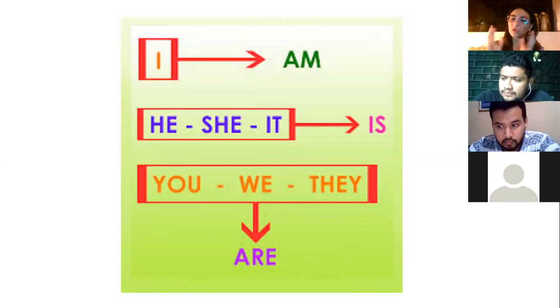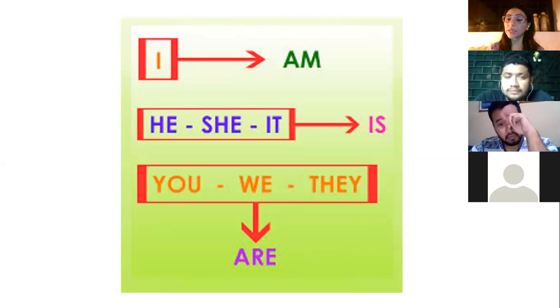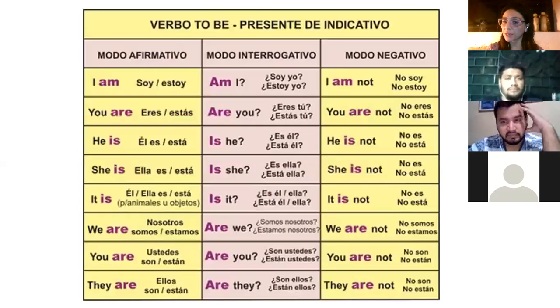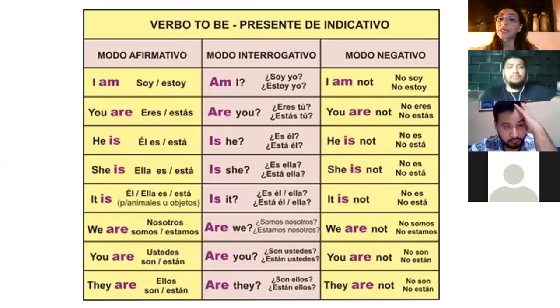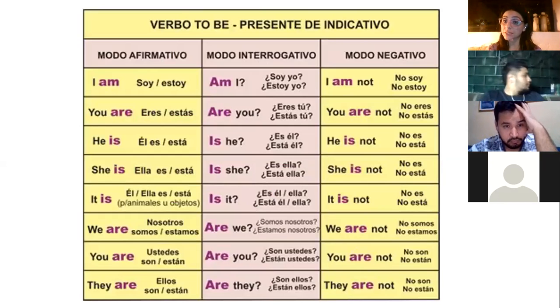Okay, so here again is the same thing. So lo agrupamos. I siempre va a jugar con am, nunca con is, nunca con are. I am. He, she, it with is, never with are, never with am. Okay? And you with they is always going to be with are. Okay? Negative and the same thing for question.